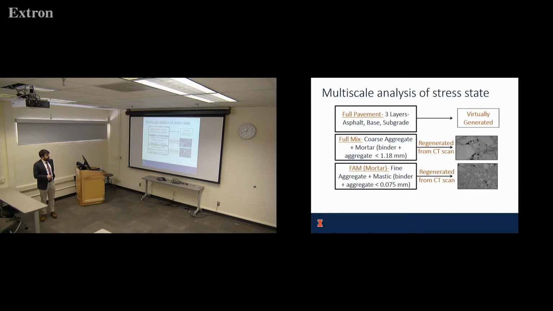Then we took CT scans at two different scales. We took CT scans of a full mixture, a typical dense graded mix, and a CT scan of a FAM or mortar specimen as well, of binder and fine aggregate. So the first one is a full mix, and we separated it into coarse aggregate and mortar. Second one is a FAM mix, and we separated that into fine aggregate and then the mastic, which is just the aggregates below 75 microns, so basically the fillers plus the binder.